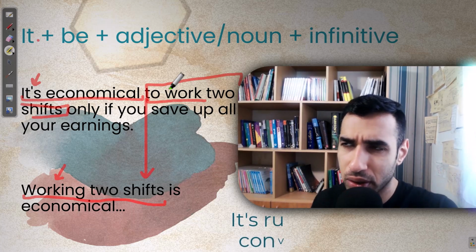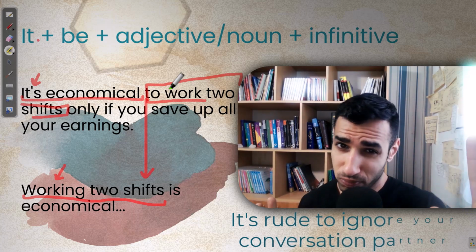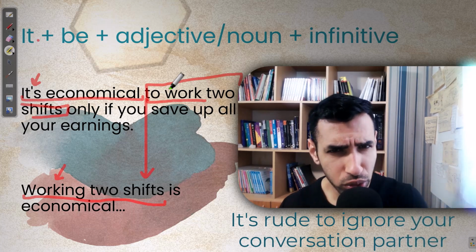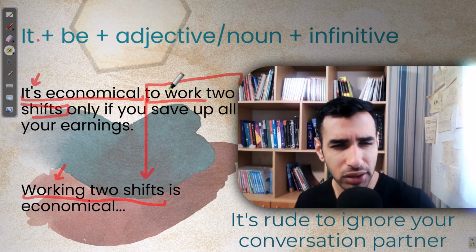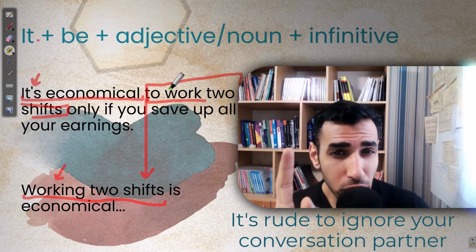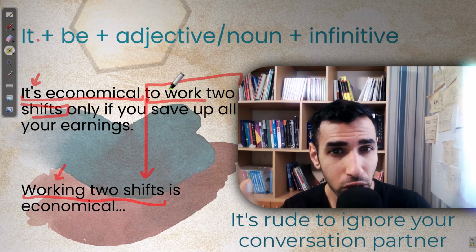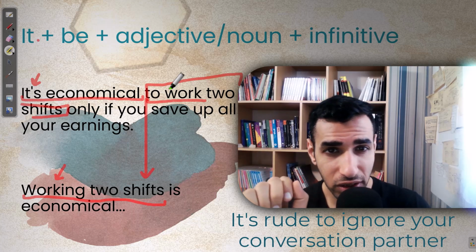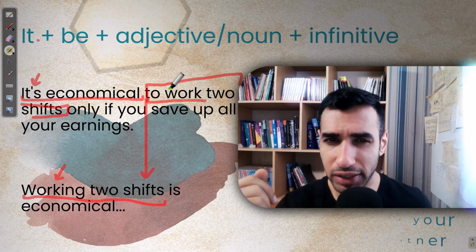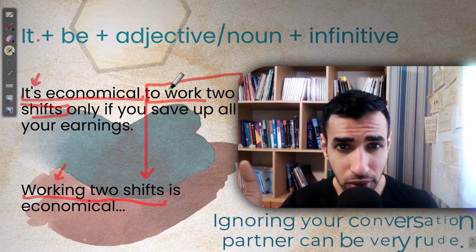Other examples are it's rude to ignore your conversation partner. It's rude. I'm commenting on somebody's behavior. It's rude, an independent clause, to ignore the transition verb, and to ignore your conversation partner, infinitive phrase. Now let's convert it to a gerund phrase. Ignoring your conversation partner is rude.